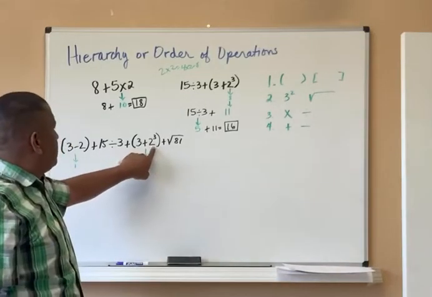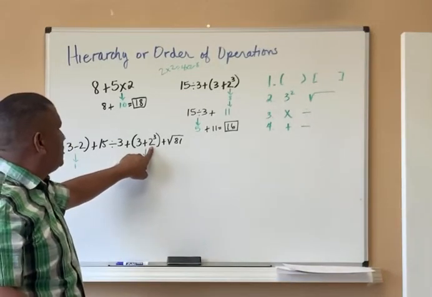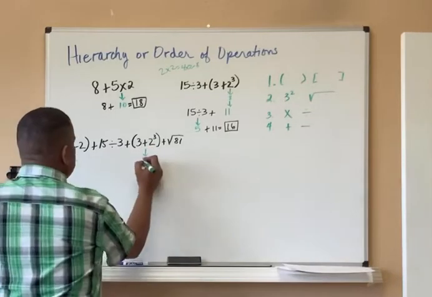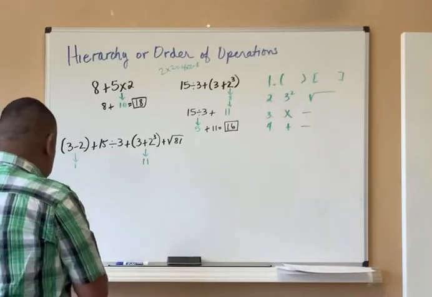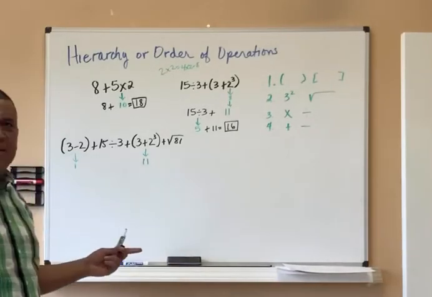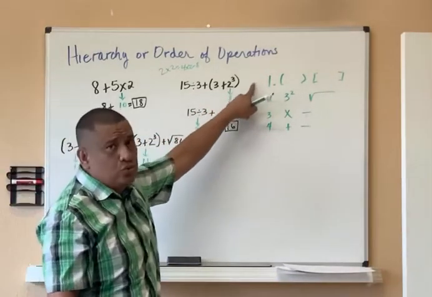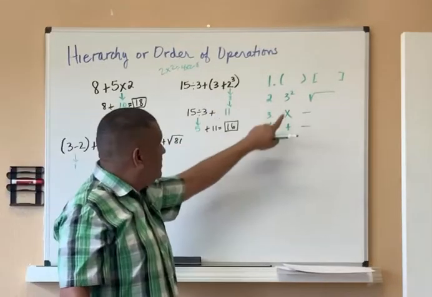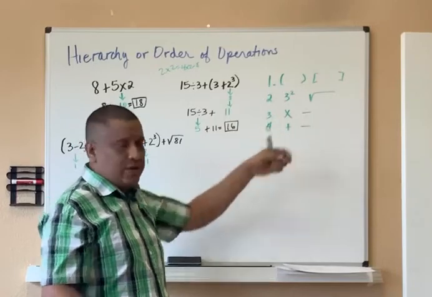If we say 2 times 2 is 4, 4 times 2 is 8, 8 plus 3 is 11. So this is 11. We bring down the rest of the problem. Are we understanding? We have to follow these rules. I cannot do the division yet. I cannot do the addition yet because these are the lower rules, okay?